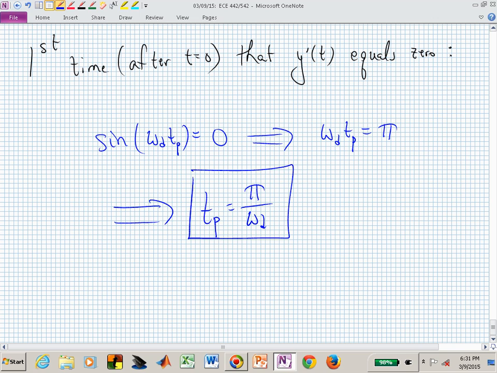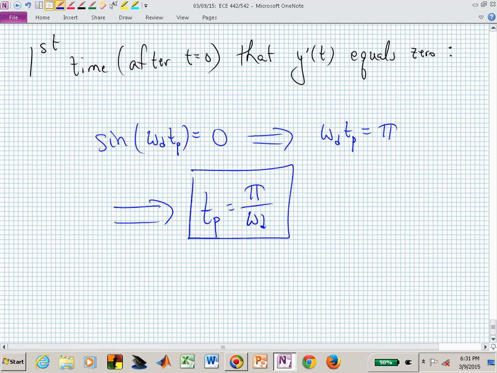So if you know where the poles are located and you actually know the imaginary component of your two complex poles, you can now immediately tell me when it's going to peak. It's going to peak at pi divided by omega sub d.